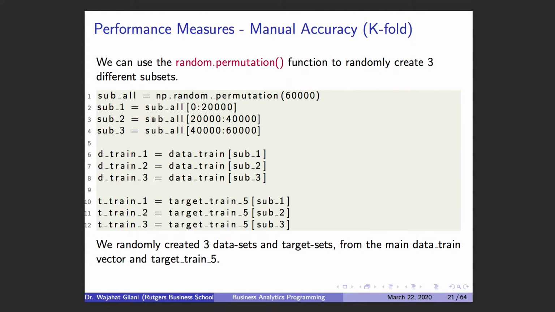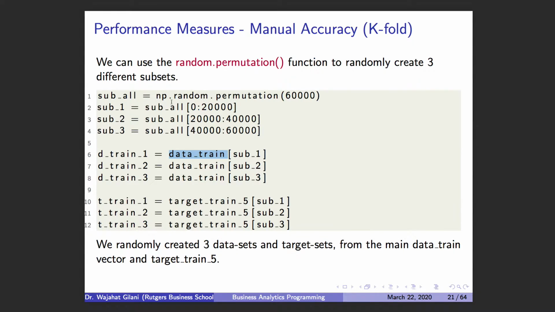All right, so first things first, right? We want to create, first of all, 3 different subsets. So how do we take our original data set and break our training data, and how do we randomly break it up into 3 subsets?